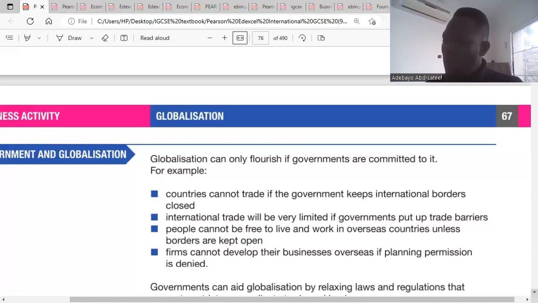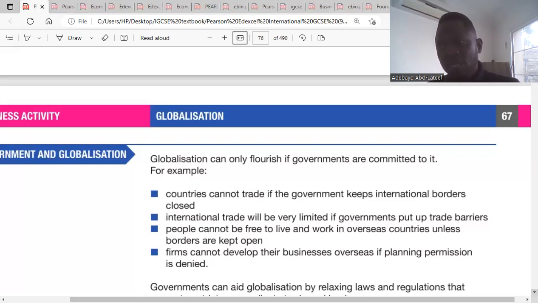And the last one, firms cannot develop their businesses overseas if planning permission is denied. There are some businesses that are multinational businesses here, yes or no? Like BP, British Petroleum, here. If the government of Libya does not allow British Petroleum to be here, or other companies, if government does not allow them to be here by denying them trade planning permission, then they won't be able to come here.